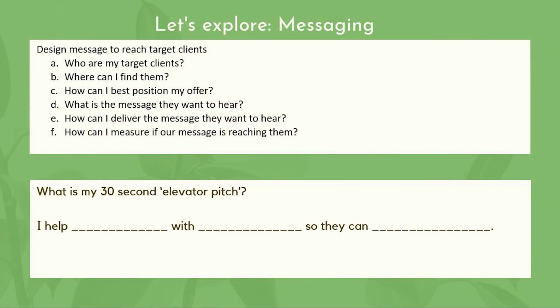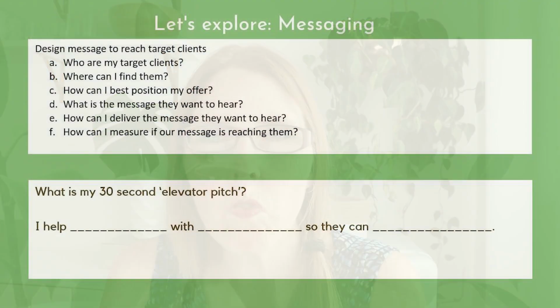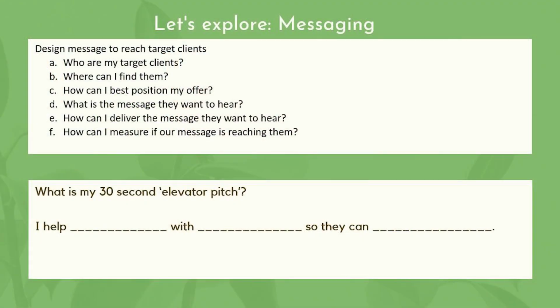So let's explore. When we design messaging to reach our target clients, we have a couple of considerations. One, who are they? Which we just did in our ideal client exercise, right? Who are we targeting? Who needs what we sell? And where do I find them? Are they at farmers markets? Are they at doctor's offices? Are they at hair salons? Are they online? Where do I find these people? Where do they go? Where do they hang out? How can I best position my offer?